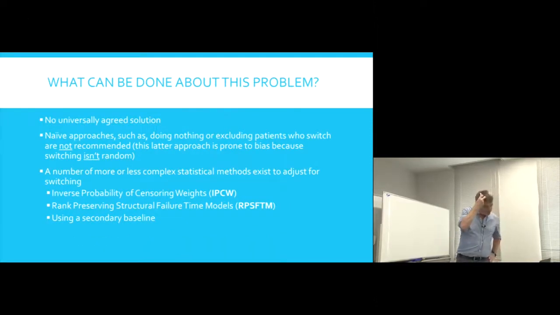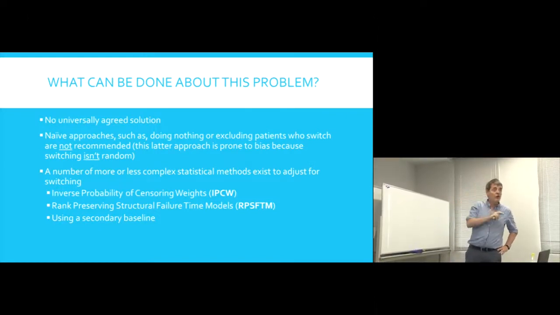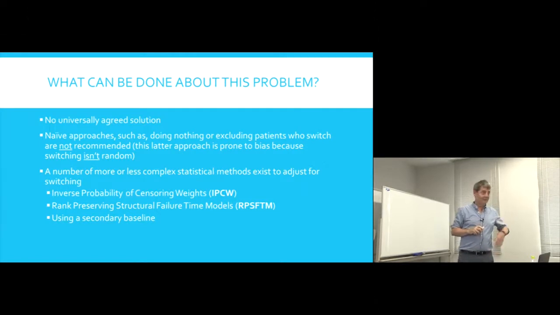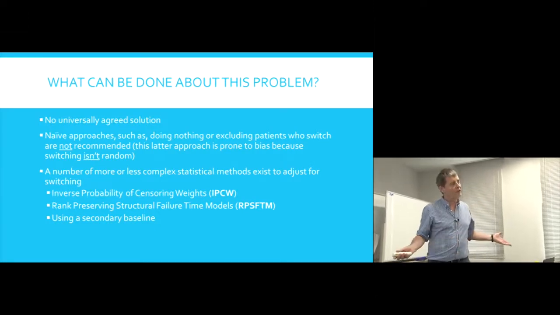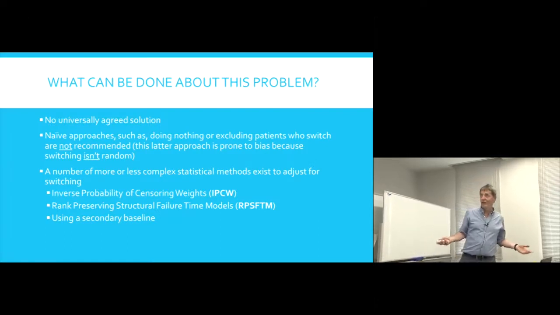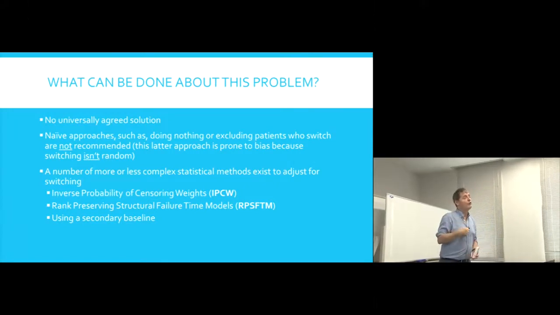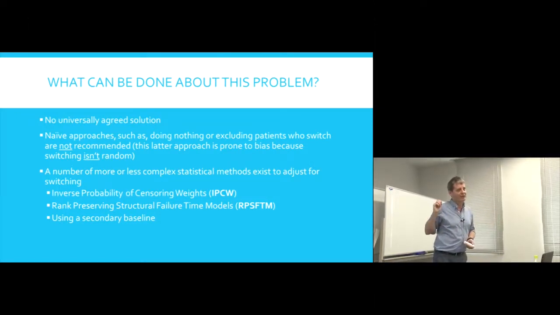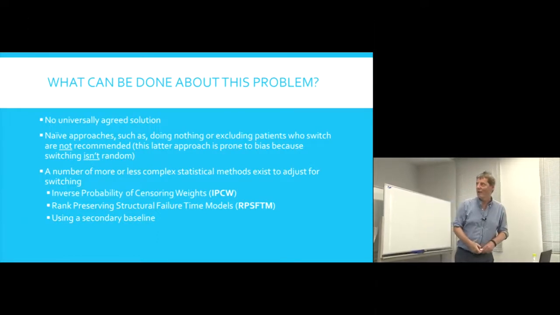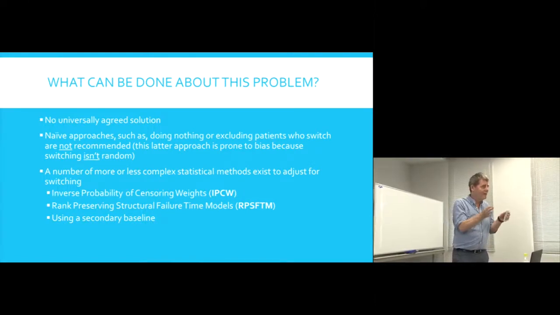So what can we do about treatment switching? Well, there's no universally agreed solution. There are naive approaches: do nothing, or exclude the patients who switch. These are definitely not recommended. Doing nothing gives a biased estimate. Excluding patients who switch is highly prone to bias because patients typically don't switch at random. They have a reason for switching, and so the group who switch are almost signaling they're different from those who don't. If you just excluded the switchers, you're left with a biased group.